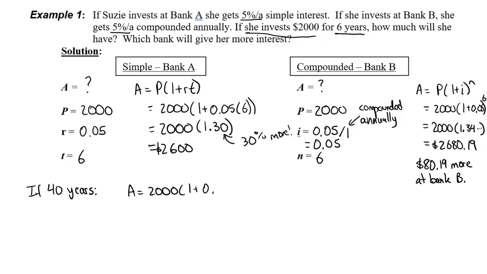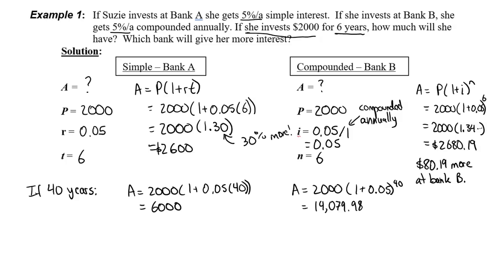So if I did the same calculation with 40 years, instead of multiplying it by 0.05 times 6, I'm putting 40 in for the simple interest equation, I get $6,000. In the other case, for the compound interest, if I did it for 40 years, now the exponent is 40, and that exponent of 40 multiplies something times itself 40 times. So that gives us a value of $14,079.98, which is quite significantly different. We get over 7 times what we started with. We started with $2,000. In the compound interest situation, we get $14,079, but we've tripled our money in the simple interest situation. Still not a bad amount of growth, but it's far bigger in the compound interest.